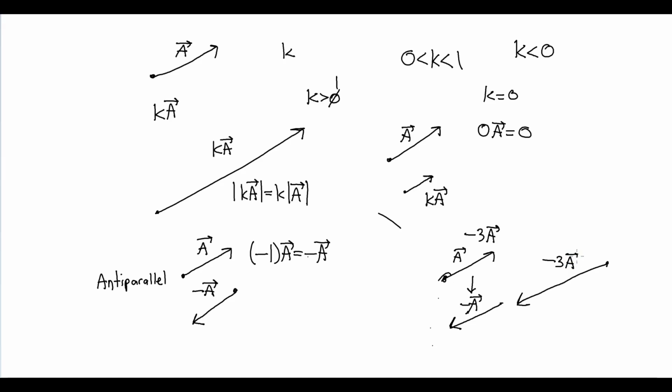Note that when you're multiplying a vector by a scalar, the result is a vector. It's not a scalar. The scalar just stretches or shrinks the magnitude of the vector. It stretches out or squeezes in the actual arrow.